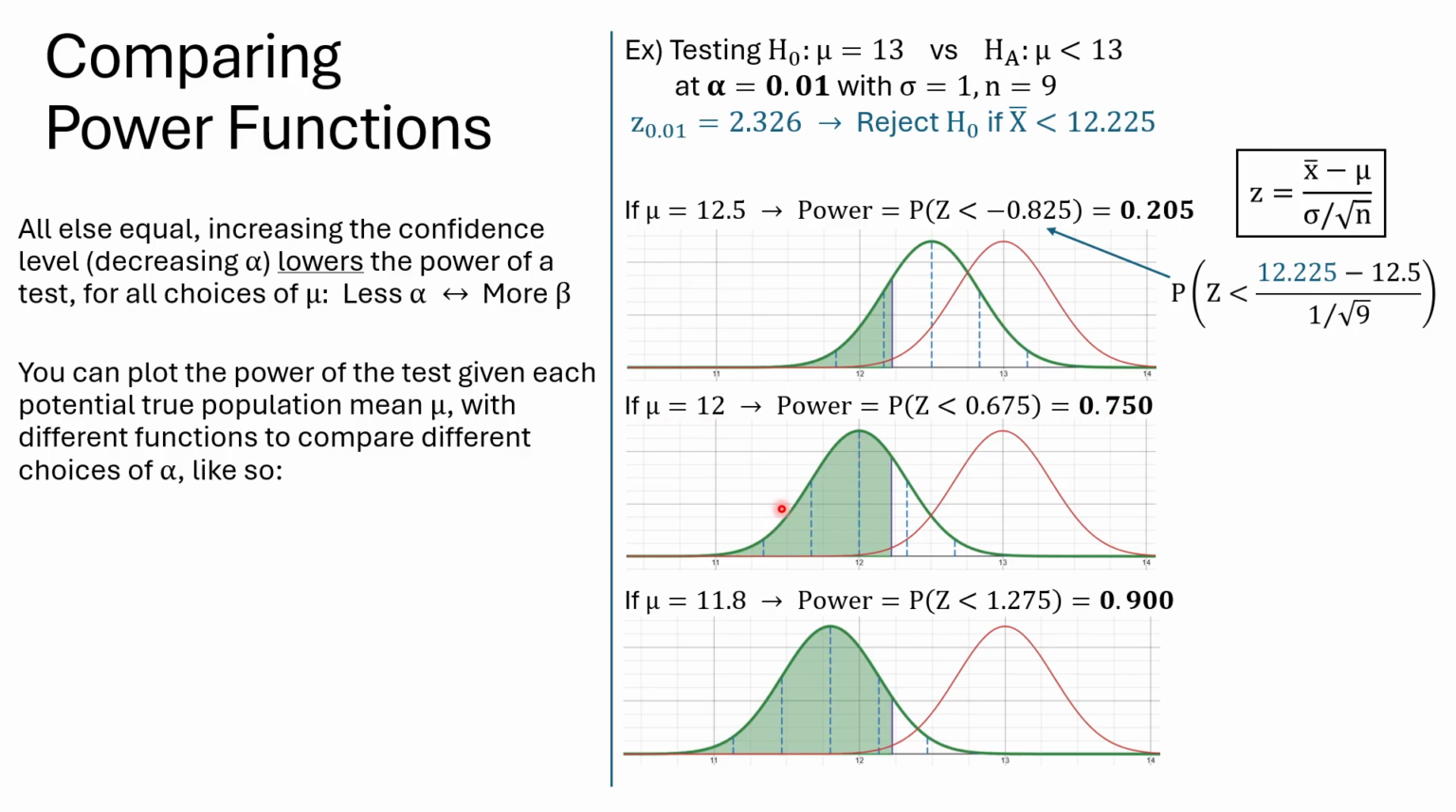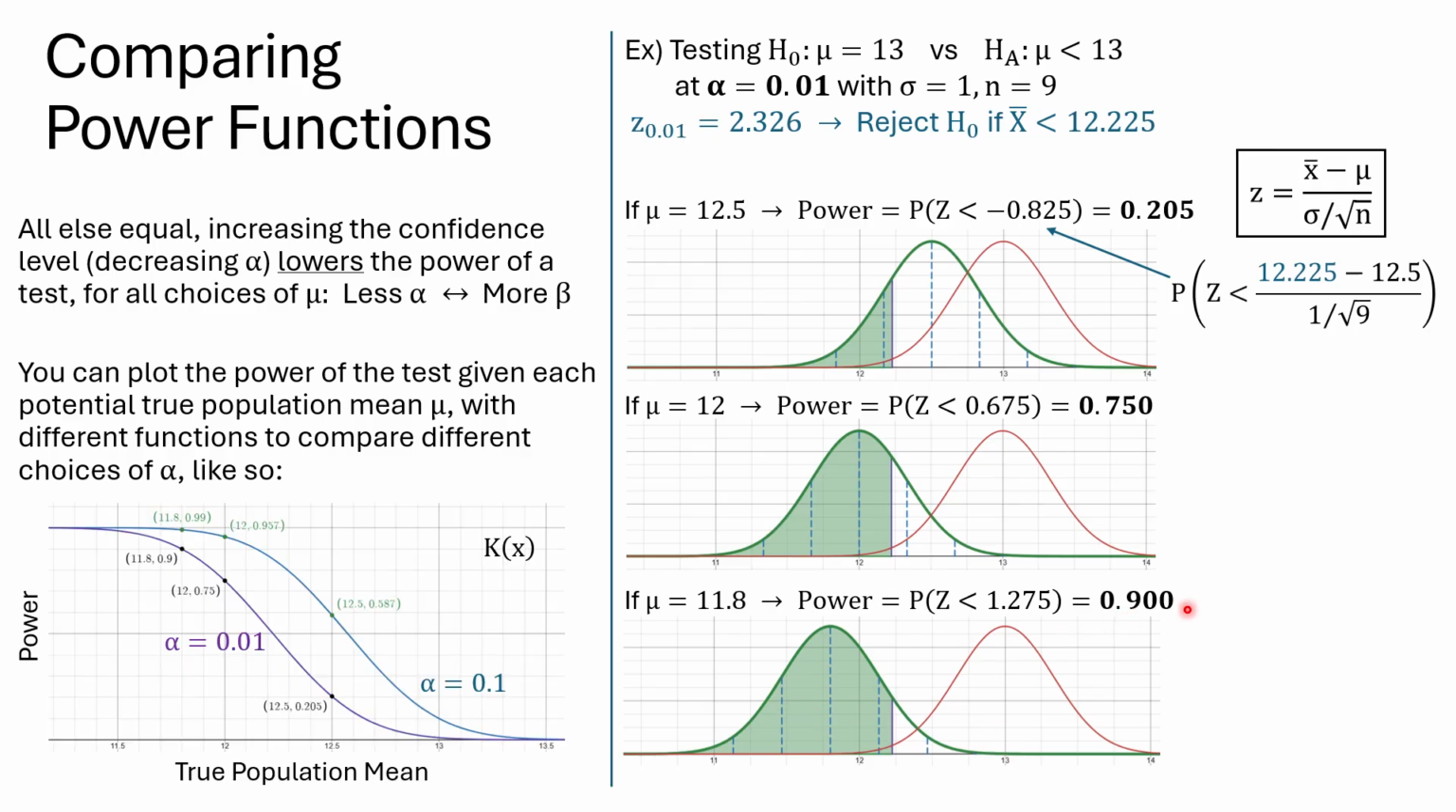So we'll reject the null hypothesis, as we should, 75% of the time. And then if mu is even lower, 11.8, we'll reject the null hypothesis, as we should, 90% of the time. And so you could plot these points I've graphed here. Here was what we had before in blue, the original function where alpha was 0.1. Now for a significance level of 0.01, you notice the power has actually decreased for all the values of mu.